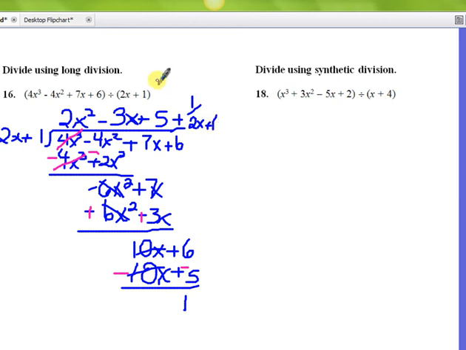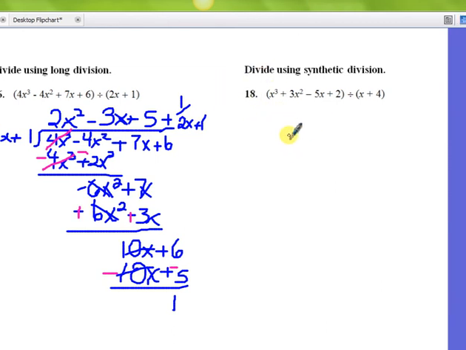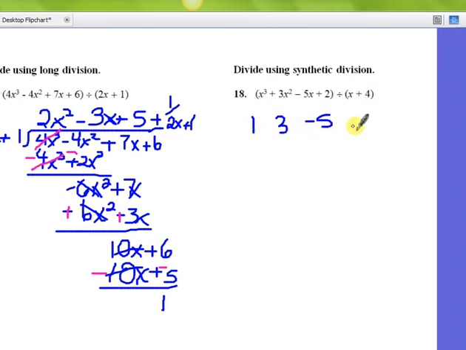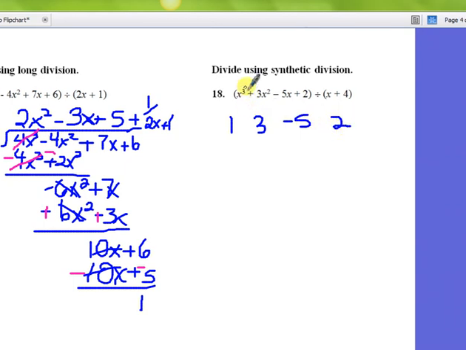Okay, now let's take a look at synthetic division, which is so much nicer. All you have to do is remove the variables from the problem. We're just going to temporarily remove them and get them out of the way. So my coefficients are going to be 1, 3, -5, and 2. And I've already checked to see if I have any missing variables. In other words, if in marching order you look down and you're missing one of your variables, you've got to place a 0 there.